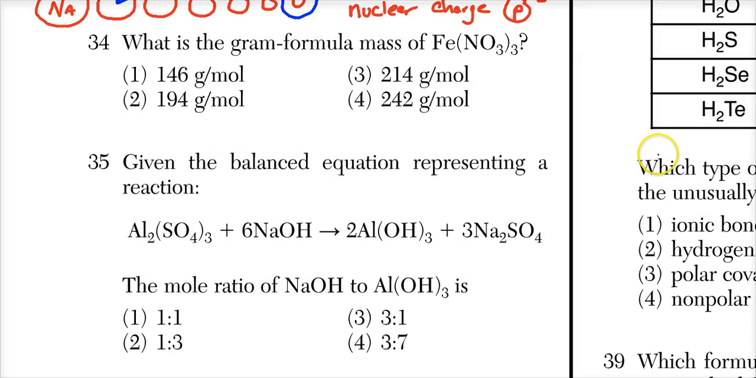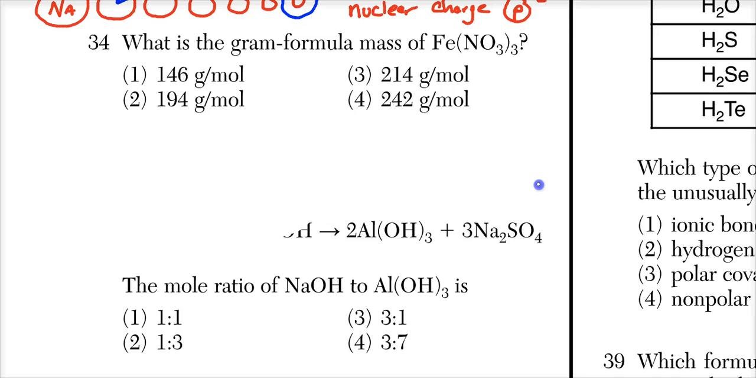What's the gram formula mass of iron nitrate? Okay, well, let's get some room here. Gram formula mass is the mass per 1 mole of the compound. So the compound is Fe(NO3)3. And to find the mass per 1 mole, we're using mole theory, okay? And what we know is that we can go to the periodic table to answer this question. But let's start with writing how many of each of these atoms are in 1 mole of this compound.